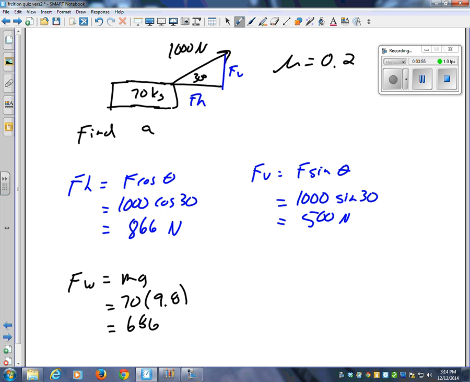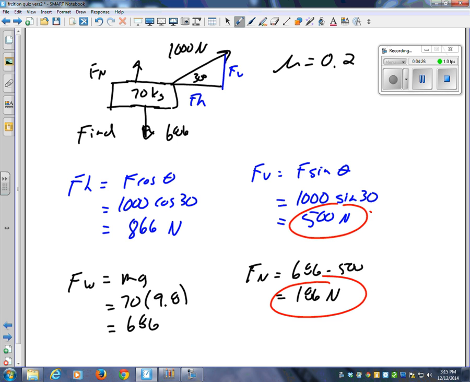Okay, so this means now, what's the normal force? We've got 686 down, but we've got 500 up. So how much does the normal force need to push to balance those off? The normal force is going to be 686 minus 500, right? The normal force only needs to come up with 186 newtons, because 186 newtons of normal force and 500 newtons of vertical component add up to 686, and then it's balanced.